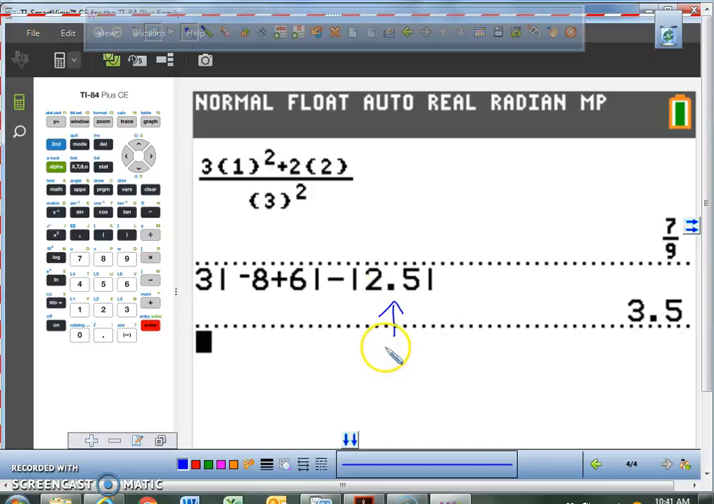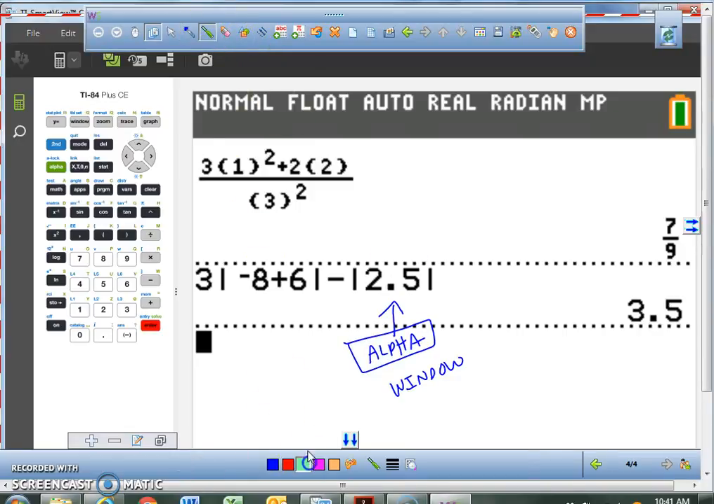So right here, how do we get the absolute value bars? What do we do again? It's alpha what? Window. Alpha window, and then you press enter.